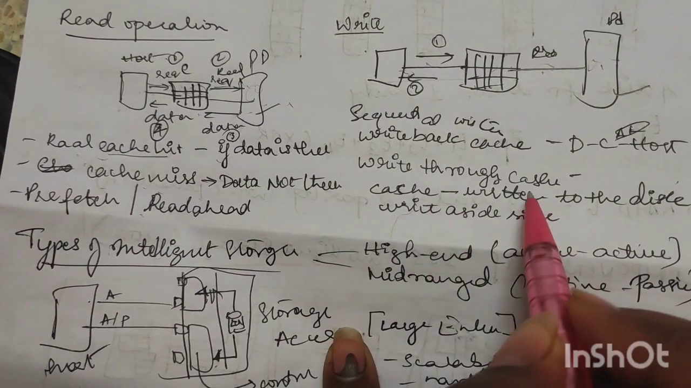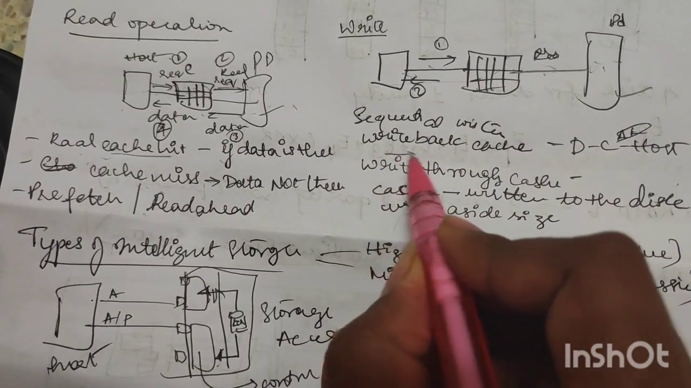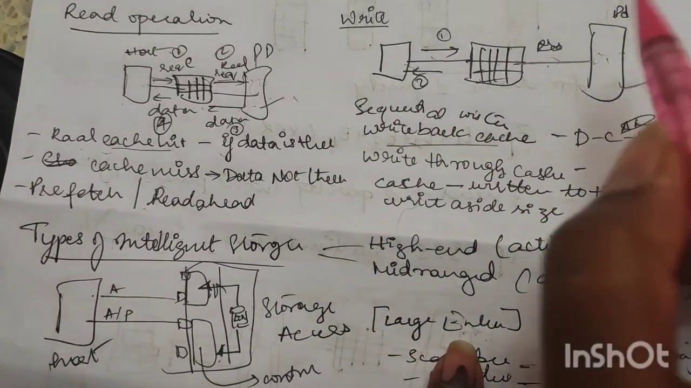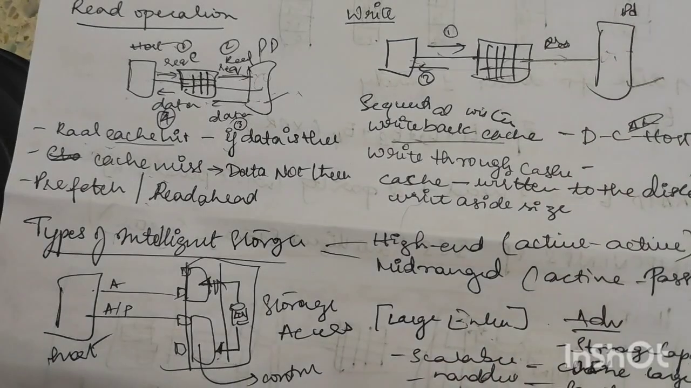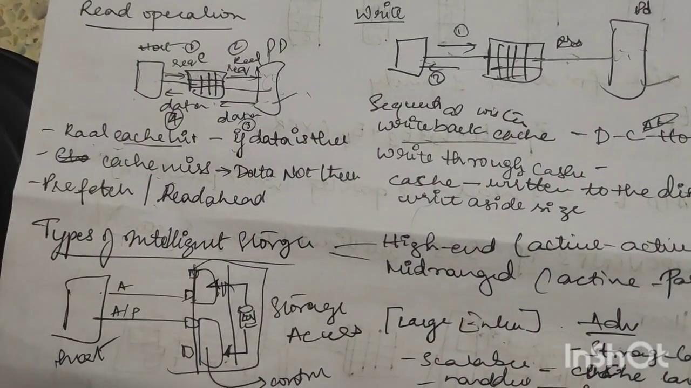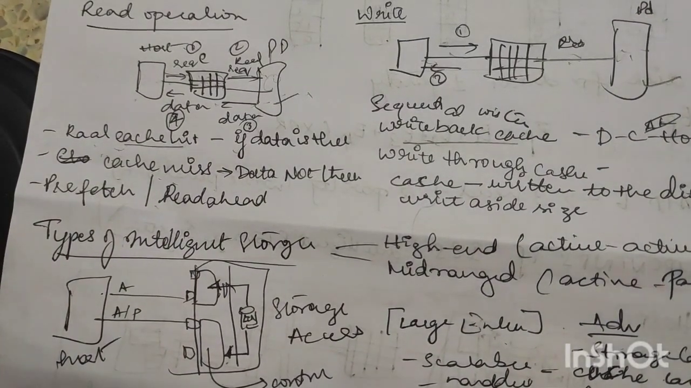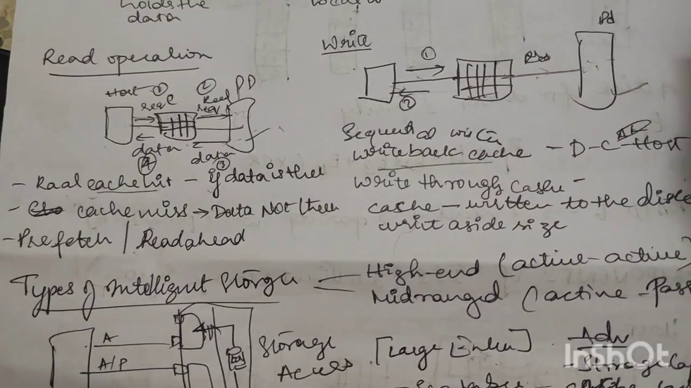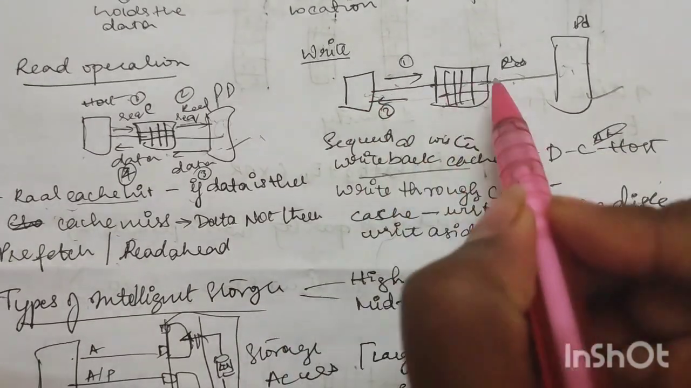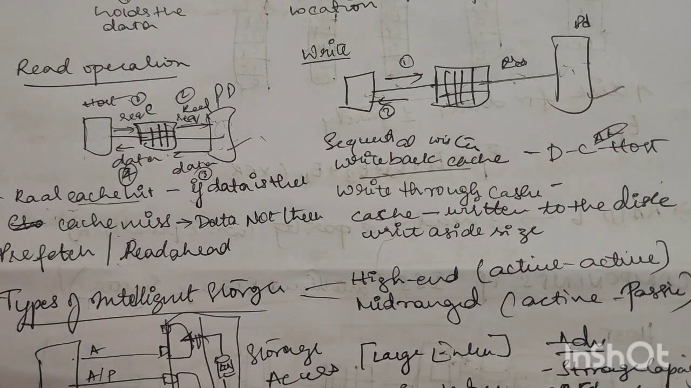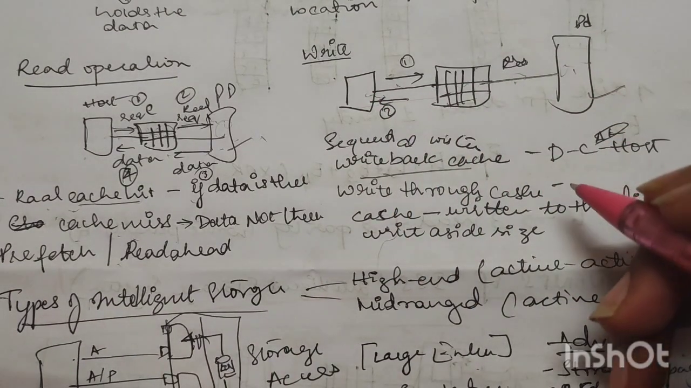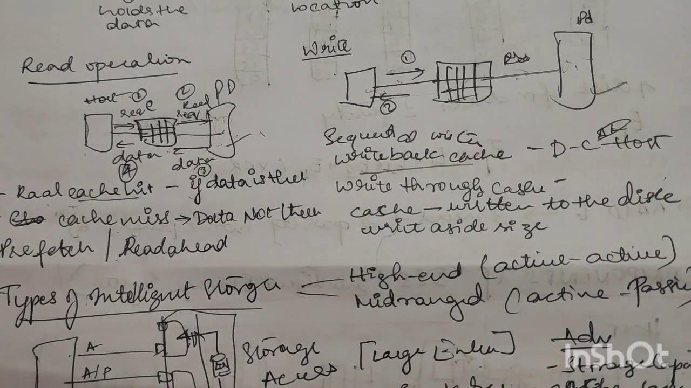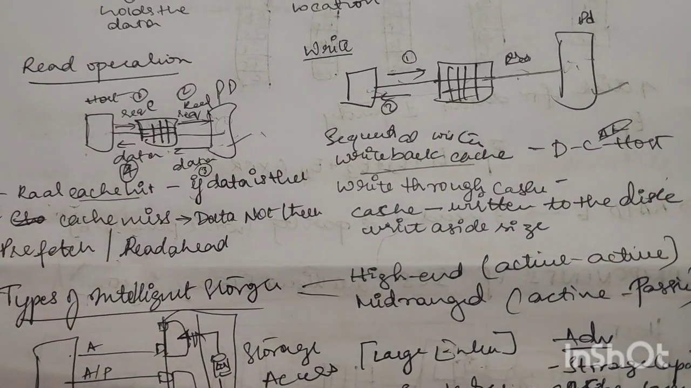So there is write through cache, and this is write back cache. Write back cache is when your data is placed in your cache, and then you give acknowledgement to the host. Once your host asks you to write something into the cache, you write it into the cache, and then you send acknowledgement to your host saying that it has been successfully written. Then you write about write through cache.